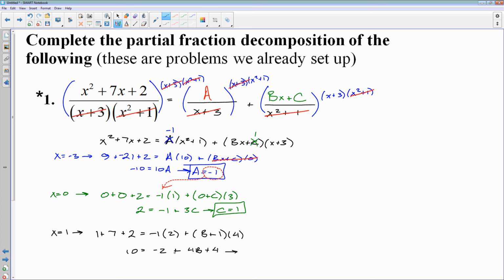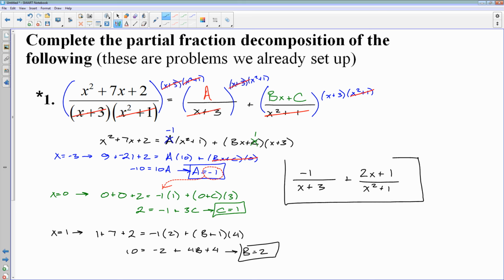And then if you solve that for b, you will get, let's see, move the 2 over is 12, subtract 4 is 8, divide by 4, you get 2 for b. And then once you finally have a, b, and c, we'll plug them back into the original equation. It was a over x plus 3, so -1 over x plus 3 plus, and then it was bx plus c. b is 2x plus c is 1 over x squared plus 1. There is our final answer. So solving these is a little bit more difficult because it's not always possible to zero out all of your terms.